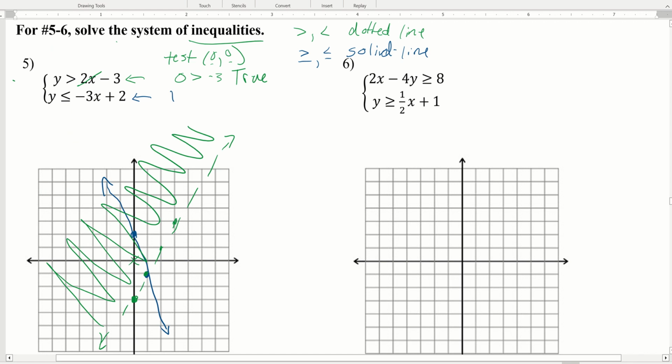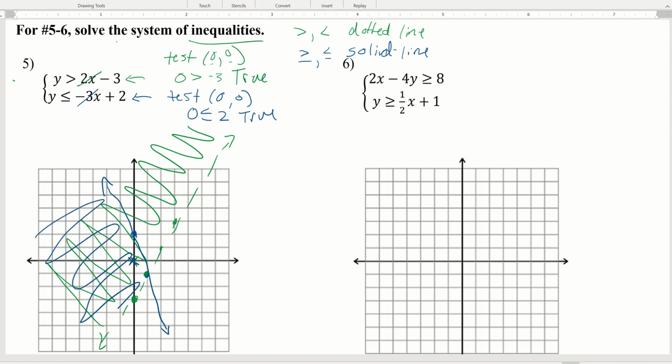Now I come back and do the same thing, but for the blue line. Can I test 0, 0 again? And I can because it's not on the blue line. So I have 0 is less than or equal to, this goes away because it's 0 again, 2. Sorry, 0 is less than 2, so that's true again. Okay, so since it's true, here's my blue line, and I tested on this side, so that means I shade on this side.